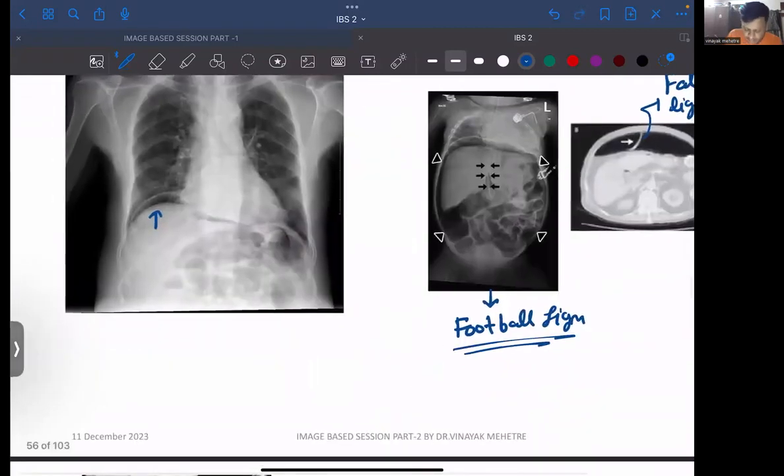And air just beneath the heart, air just beneath the heart is called as which sign? Anyone? It is called as cupola sign. Okay, has been asked. Question कैसे घूमेगा? I will just tell in 1 minute.